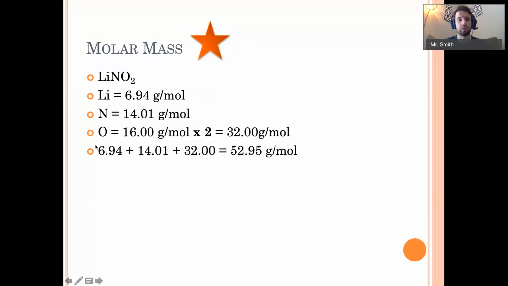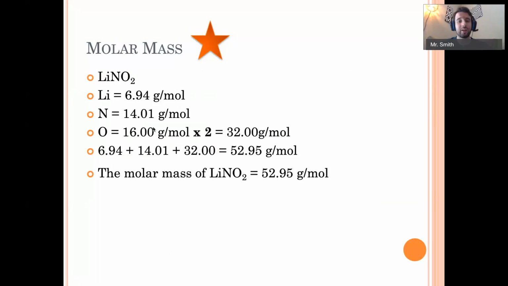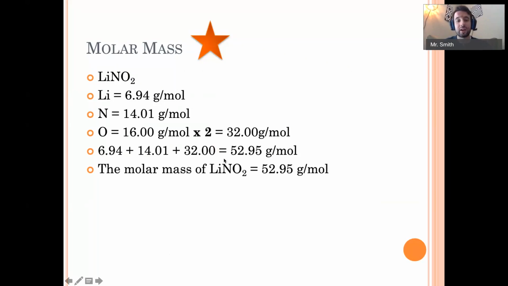So it's not very complicated in terms of the actual math that we have to do. We just take one number, add it to another number, and add it to a third number. And then you just have to make sure that your numbers are right. There is a little bit of complexity in figuring out what these numbers are. And remember, all you have to do is look on your periodic table. So make sure you have one. So the molar mass of LiNO2 is 52.95.